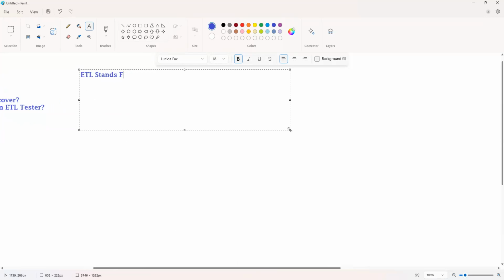extraction, let me keep it in a different color, then transformation, and loading. First of all, what do you mean by extraction? What do you mean by transformation? What do you mean by loading? I'm going to explain it to you.